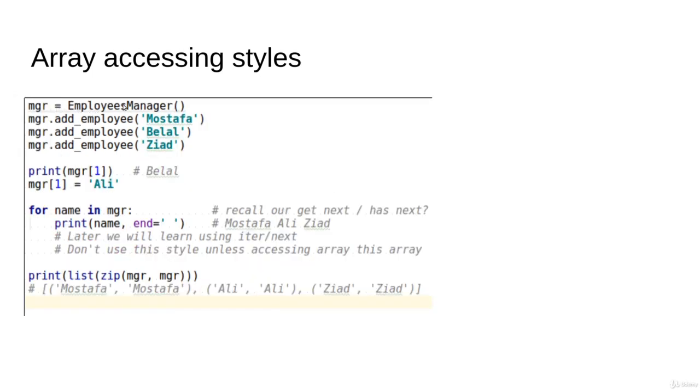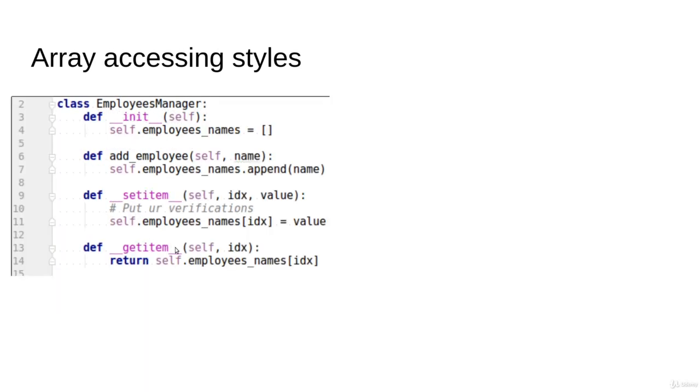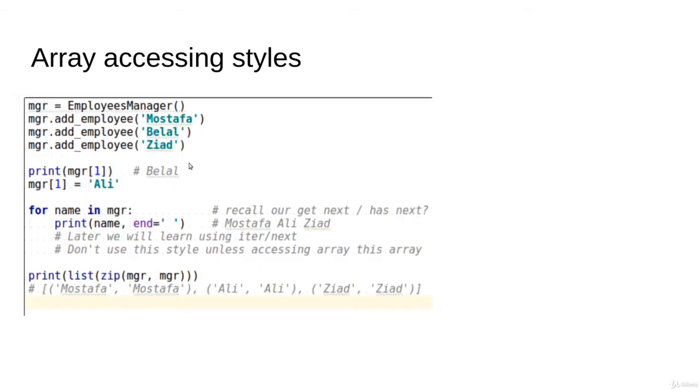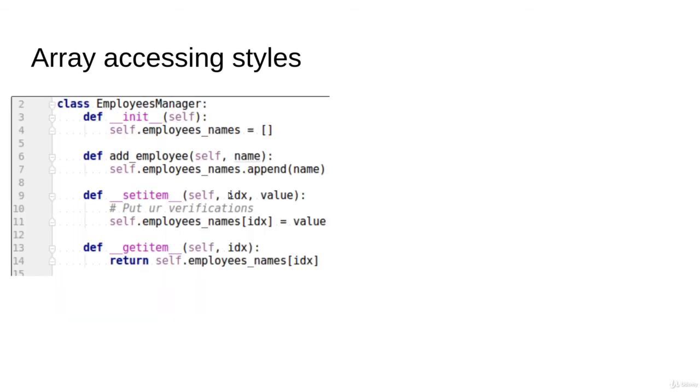We created a manager and we started to add an employee, and a second and third. Now here is the interesting part. When we write manager of 1, index of 1, it goes to call Getitem of 1. We return index of 1, which is Bilal here. Also, we can set manager of 1 equal Ali. It will go to Setitem with 1 and Ali. Then we set it here. So this is the major purpose of using Getitem and Setitem.